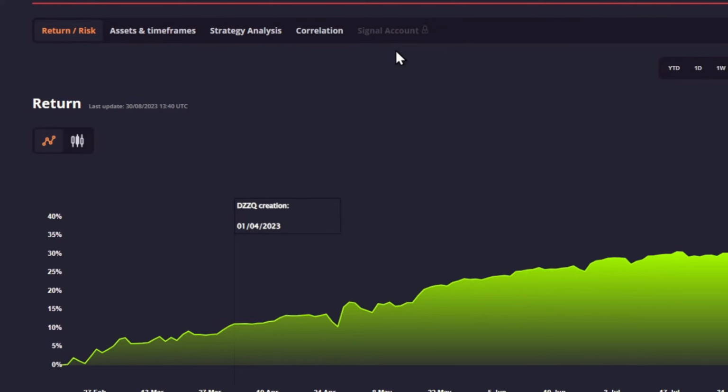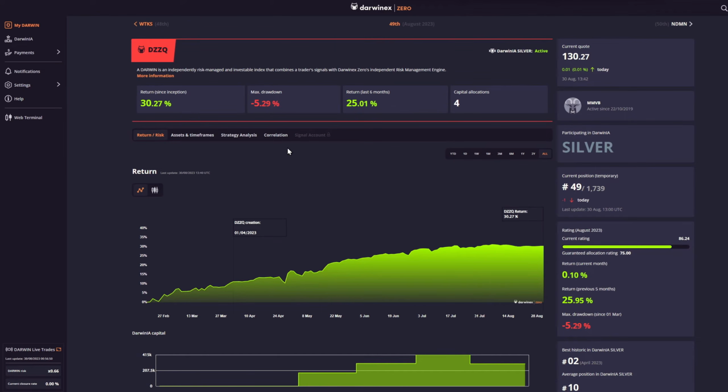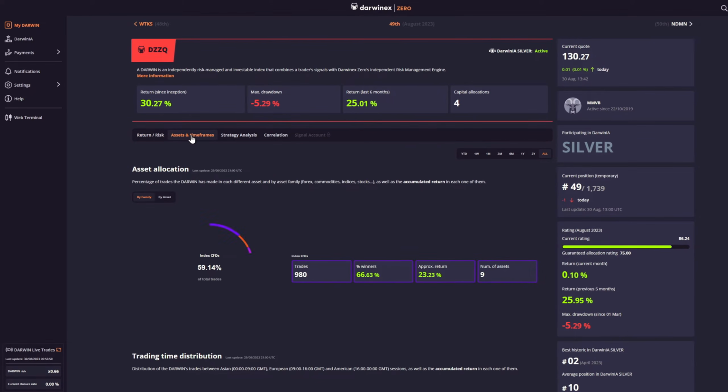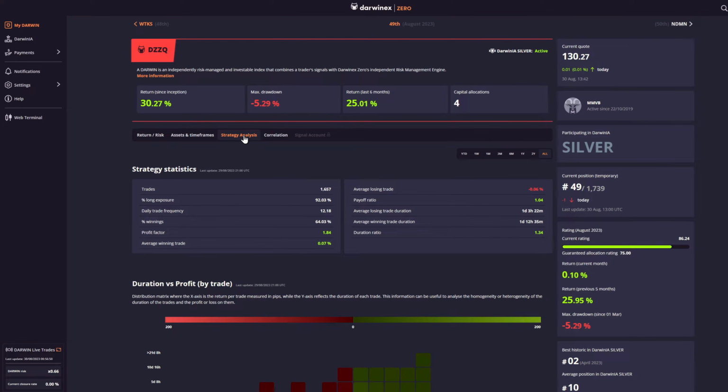Only the trader who owns the strategy can see this, which is why it's greyed out like this for other users. These other four tabs, however, provide metrics for the risk-adjusted Darwin that are based on the Signal account, and these are all publicly viewable. Why are they publicly viewable? It's because these metrics are not only valuable to the trader of the strategy, third-party investors also need to see these metrics in order to make their own investment decisions.